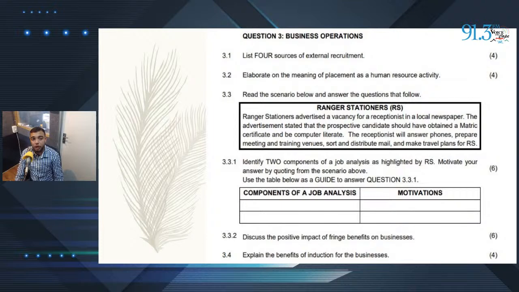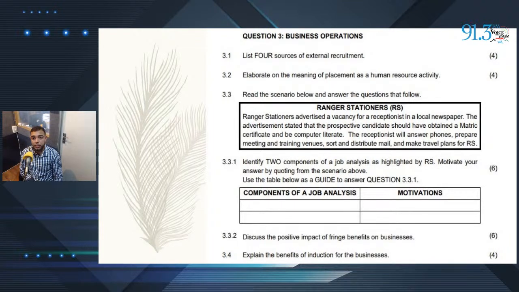3.2, elaborate on the meaning of placement as a human resource activity. Simple, you're just now giving the meaning of placement, which is a specific job is assigned to the specific selected candidate. So there's 2 marks already, and the other 2 marks will come from the qualifications of the selected candidate is matched with requirements of the job. Easy 2 answers, boys and girls. We move on to 3.3.